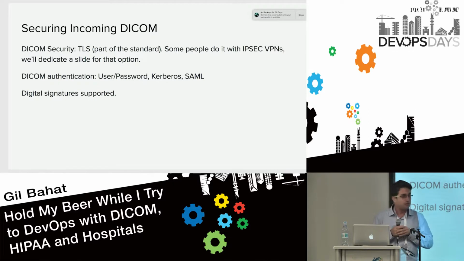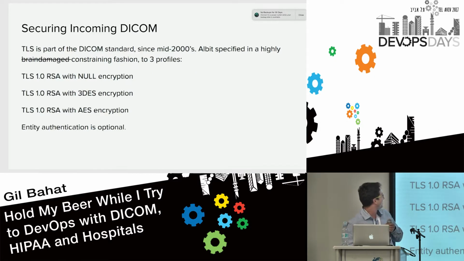Now, some people don't use TLS and they use IPsec VPNs, and we'll dedicate a slide for that, unfortunately. And there's actually authentication built into the protocol. It supports user password model, Kerberos, and SAML. That's nice. And there's even support for digital signatures. That's pretty nice of them. That seems useful. We can build something with that.